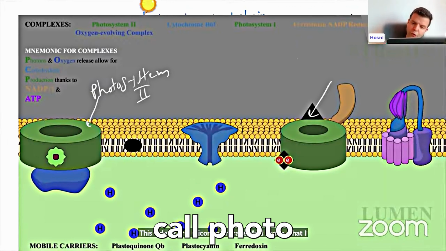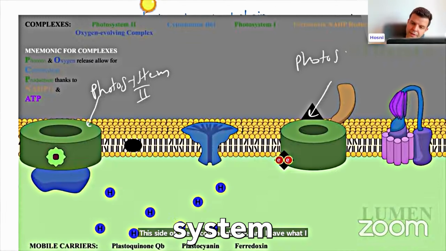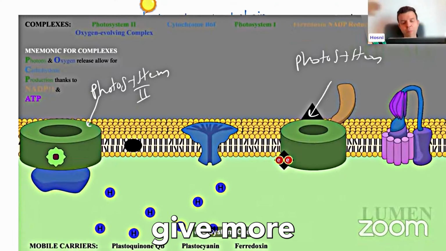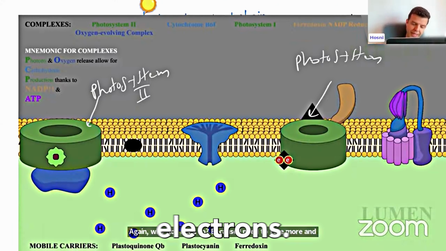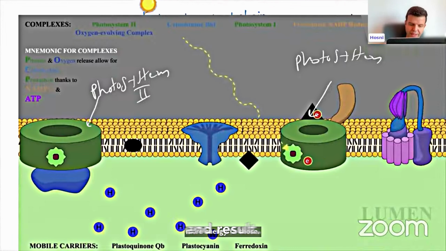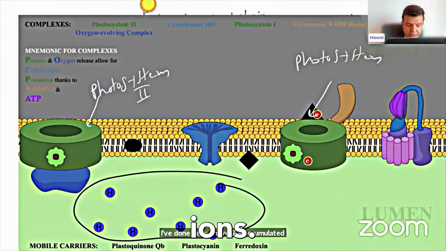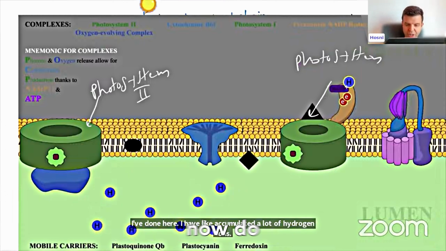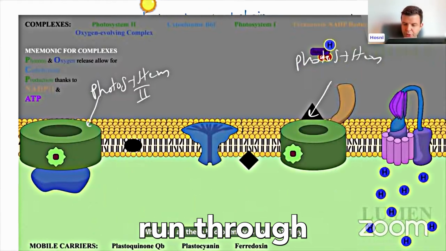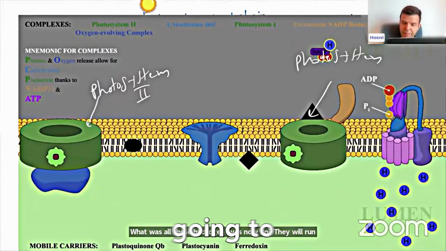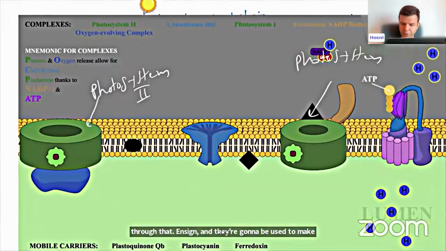And I have what I call photosystem 1. Again, why do I need 2? Because I need to give more and more energy to those electrons. Again, the end result is what? The end result, look what I've done here. I have accumulated a lot of hydrogen ions. What will all of these hydrogen ions now do? They will run through that enzyme, ATP synthase, and they're going to be used to make ATP, okay?